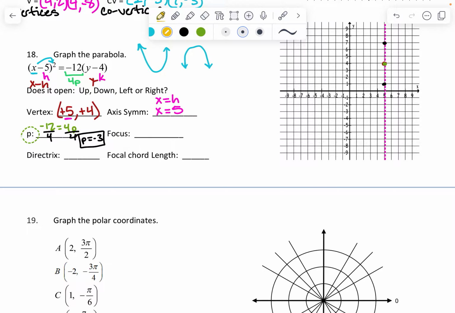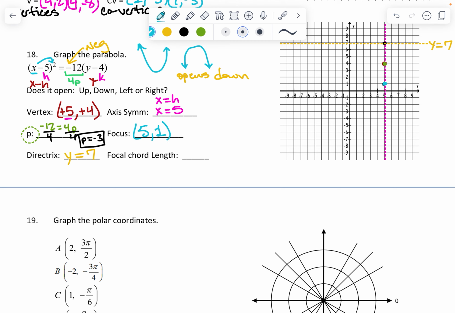Now, since this is negative, that means our parabola opens down. Now that helps a lot because it lets us know that our directrix is going to be up here, at y equals 7. Because it's at a height of 7, and it's a horizontal line going through that height. And then that means our focus, we now know, is this point down here, which is at 5, 1.